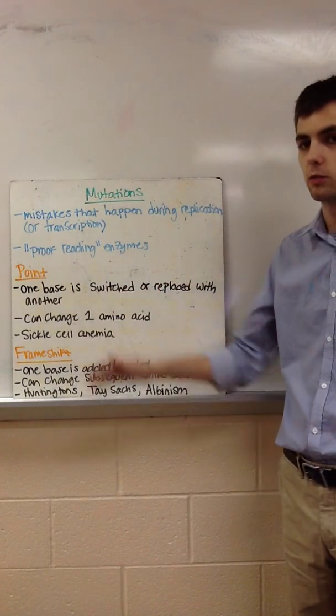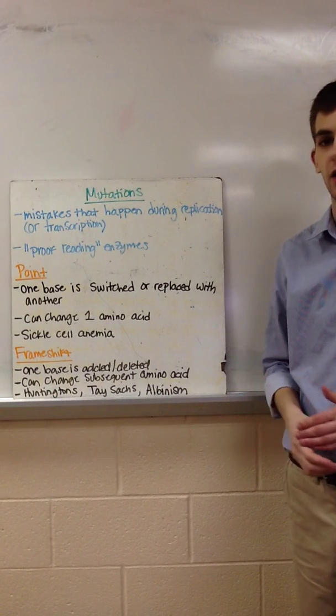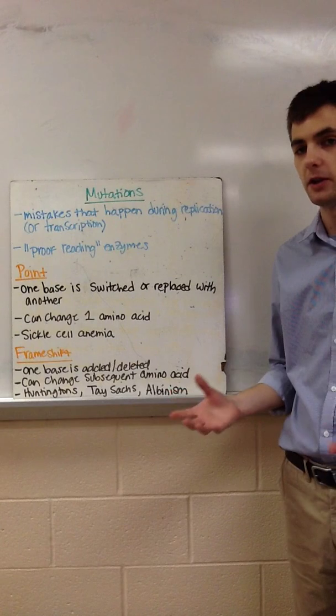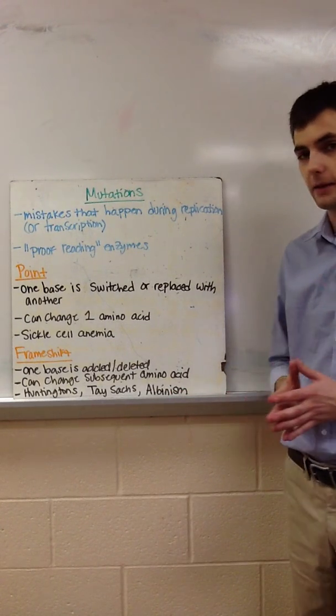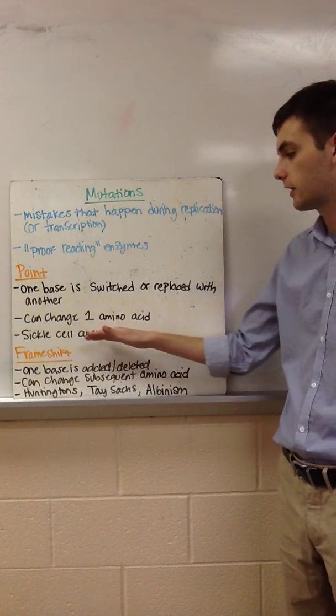Point mutation is when one nitrogen base is either added or replaced with another. And this can change one amino acid. And an example of a type of mutation that has undergone a point mutation is sickle cell anemia.